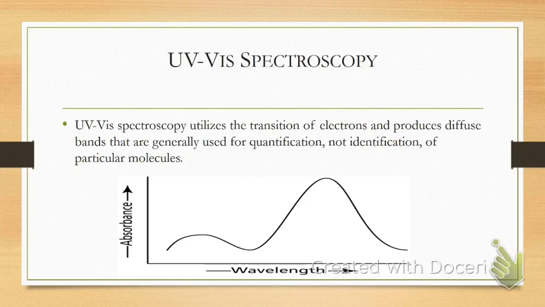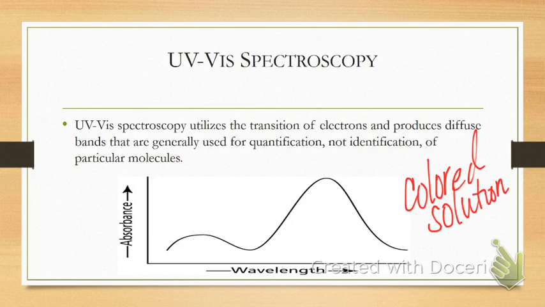I want to make sure you understand that UV-vis can only be used for colored solutions, because they have to be able to absorb light, and a clear solution will not. Our colored solutions, with the exception of lead and a few others, are almost exclusively going to be your transition metals. Those are the ones that produce colored ions, like copper and iron and chromium.